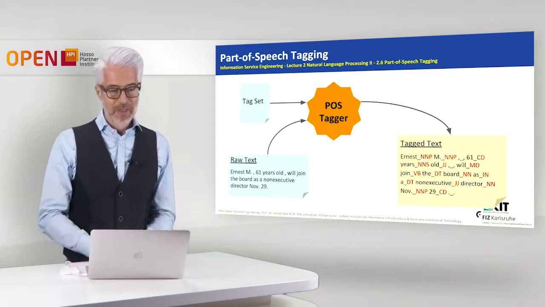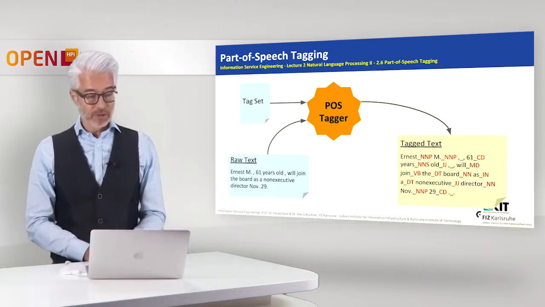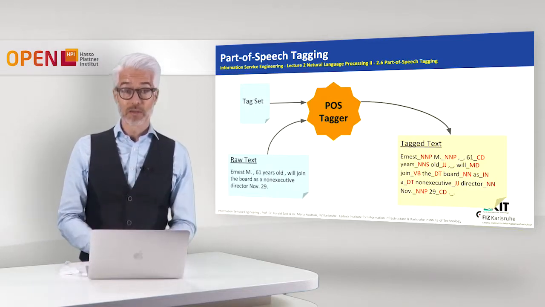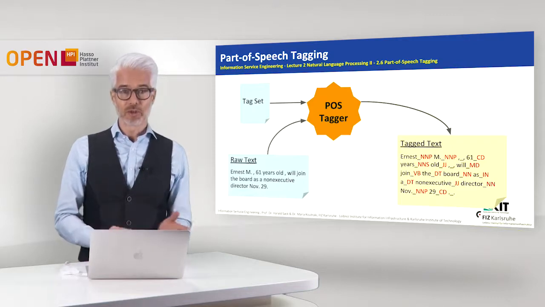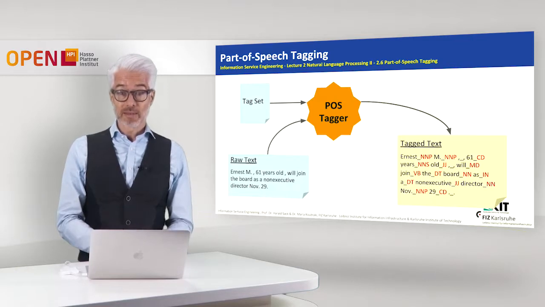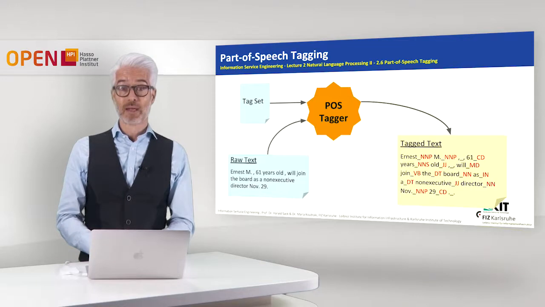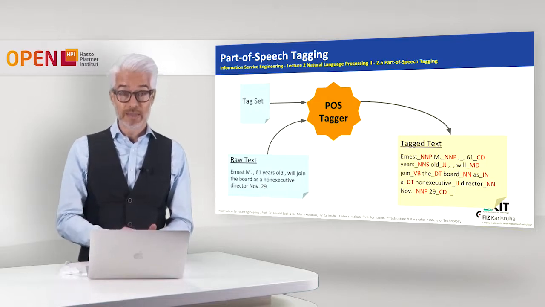Okay, so now how does part of speech tagging really work? Usually you have a set of tags, like for example our Penn Treebank tag set. Then you have some kind of raw text, and both of them are input of the POS tagger, which produces a so-called tagged text. And here all the words are marked up with the label, with the tag that comes from the used tag set.